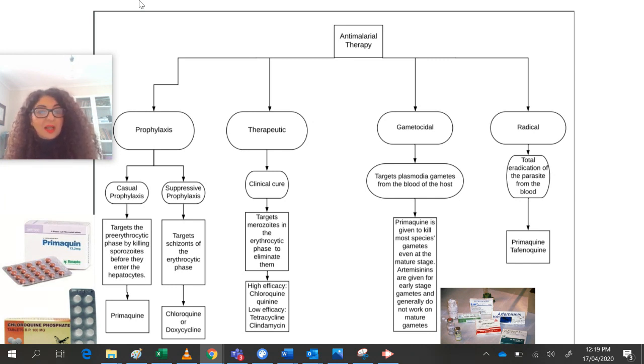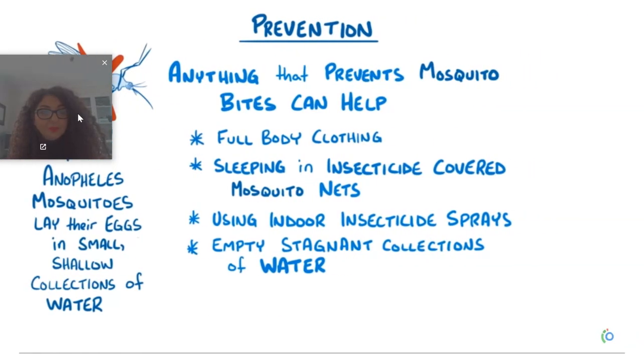So generally, the idea is just that you understand that when we look at antimalarial therapy, we either use it for prevention, or as a therapeutic once somebody has the disease, or we're eliminating the gametes, or we just want to completely eradicate all of the parasite from the blood. All right, so we'll move on.